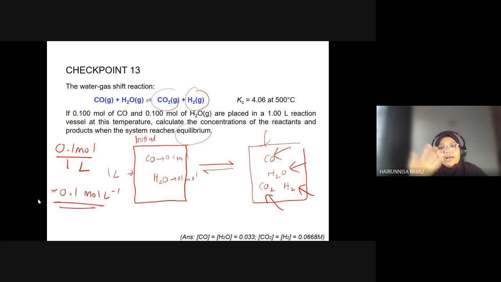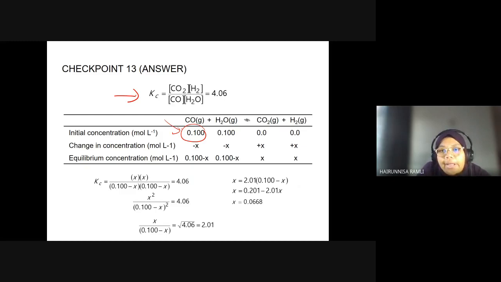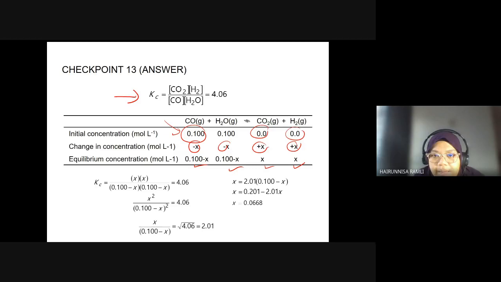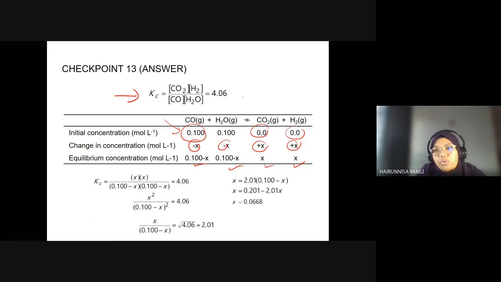Okay, you have to show lah actually this one. And then in this case, initially no CO2, no hydrogen. That's why for the change, you will get negative X for CO, negative X for H2O, while CO2 and H2, you will get positive X. Okay, then you proceed to equilibrium. You just tulis balik lah. 0.1 minus X untuk both CO and H2O, and X for both CO2 and also H2.